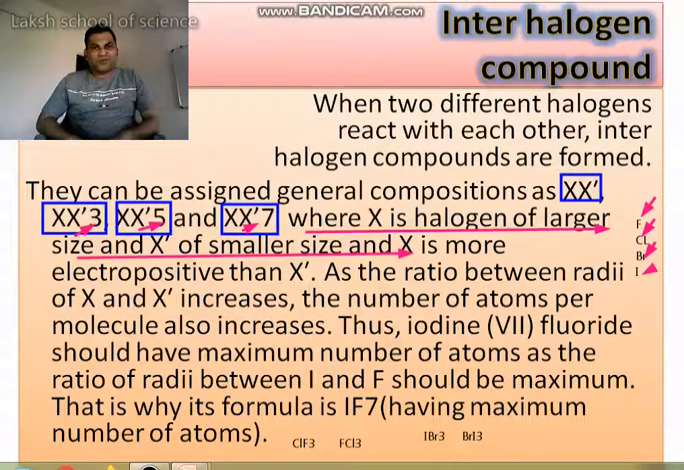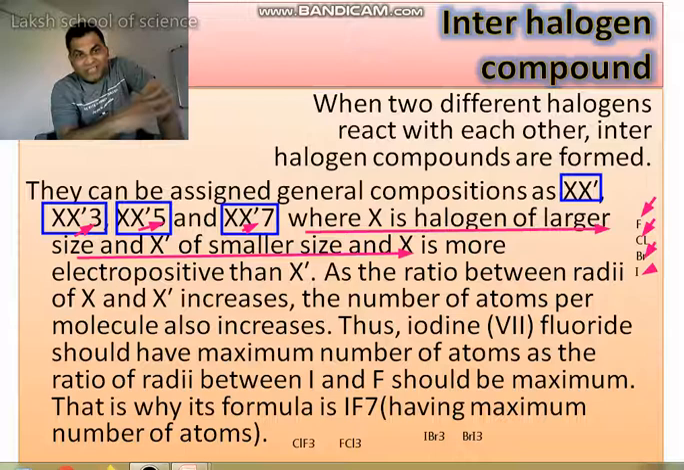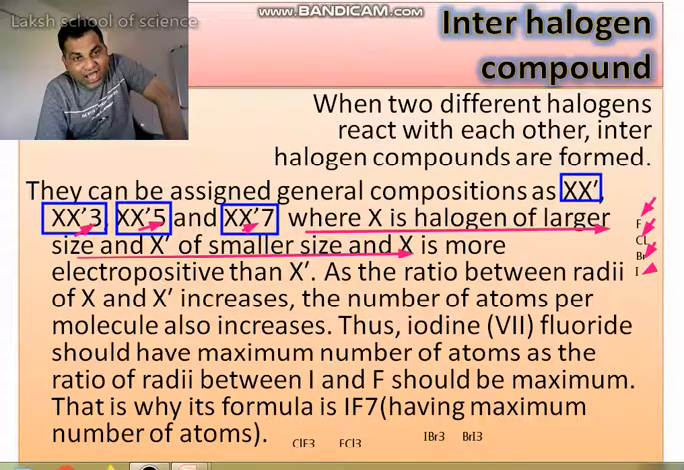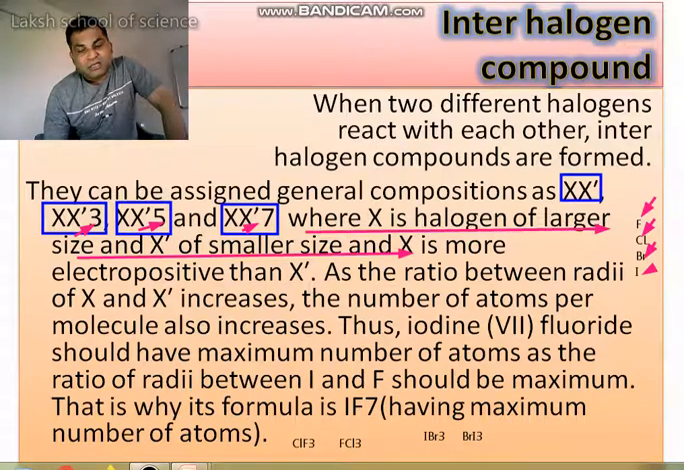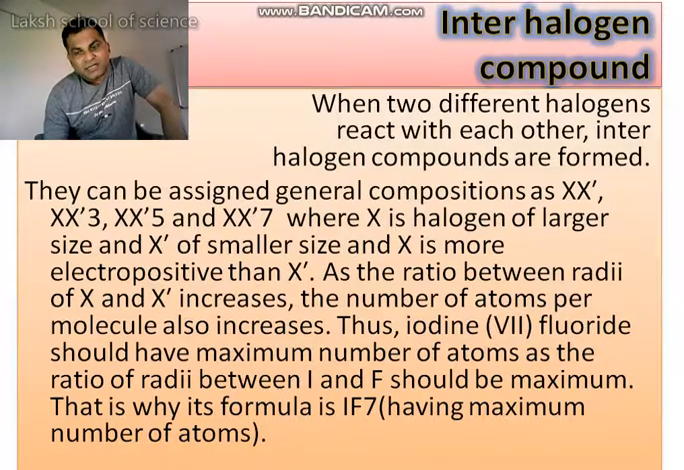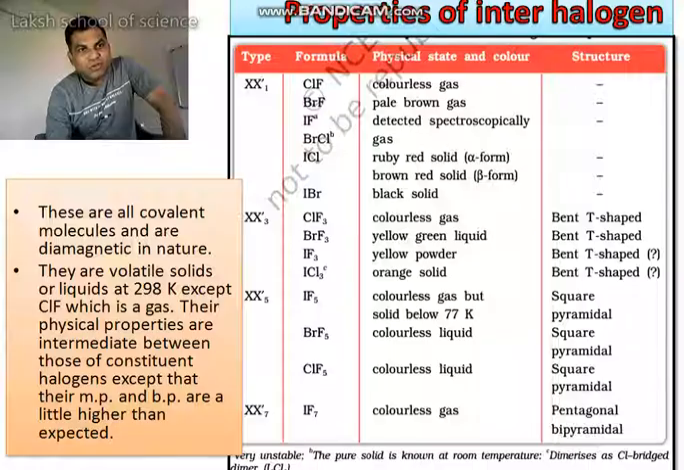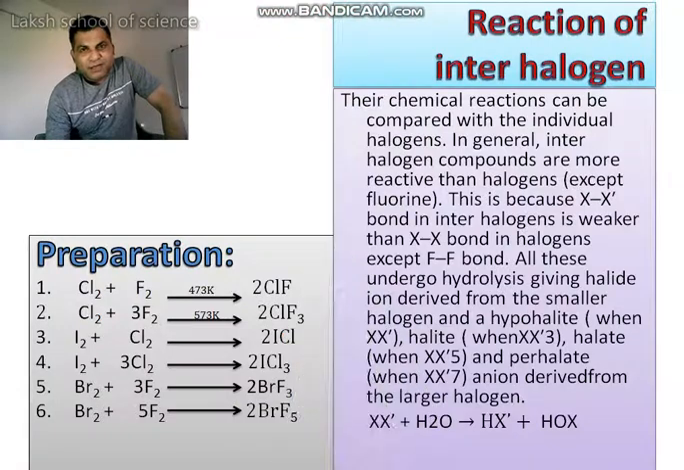Radii of X and X' increase. Thus iodine can have the 7th number of atoms, as the ratio of radii between the ions allows. That's why the maximum number of atoms is in IF7; more than this cannot be, because it will not be maintained. So IF7 is possible, but the higher ones are not naturally available. That is the idea about compounds in practice.